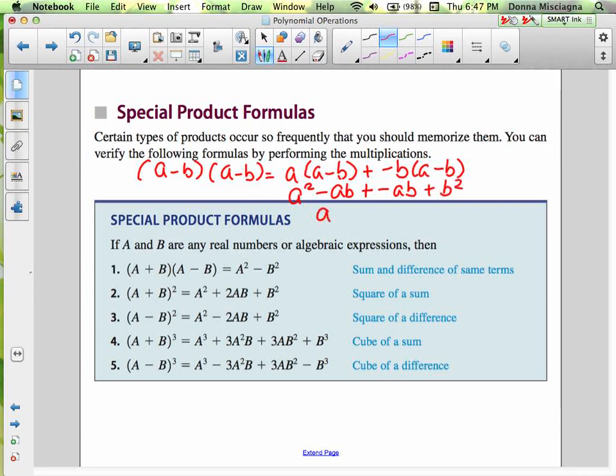So notice you get the very same thing as a square of a sum, except your middle term is now negative, and that makes sense. So a little shortcut for a square of a difference: you're going to have the first one squared minus 2 times the product of those two values in that binomial plus the second one squared. Let's look at cubes.